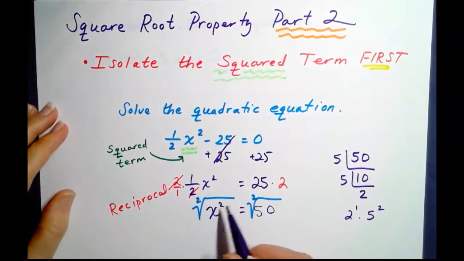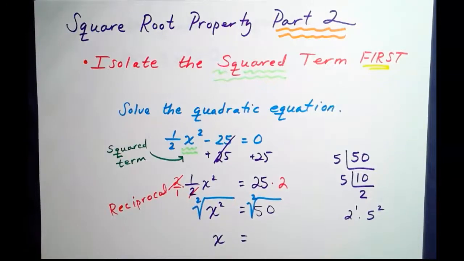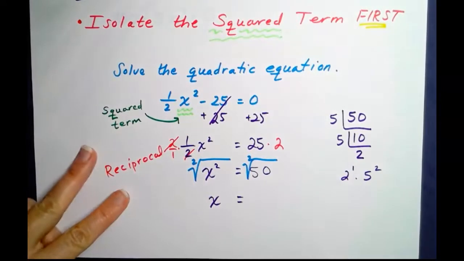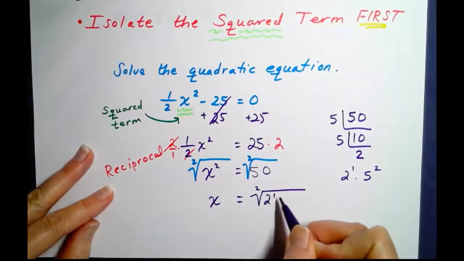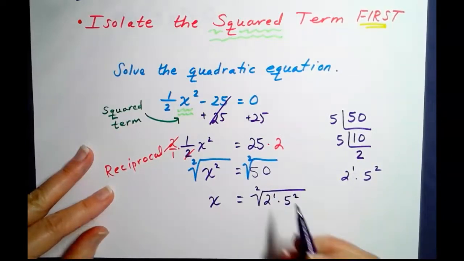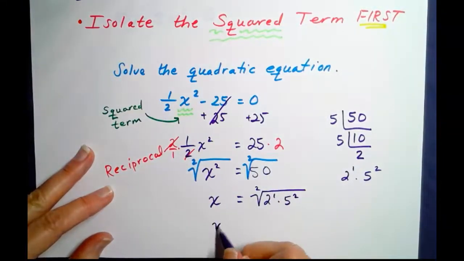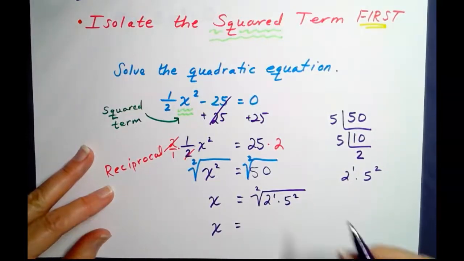So the square root of x squared, hooray, it's x. That's exactly what we're trying to do, solve for x. From here, remember, we're looking for two answers. So it's going to be the square root of 2 to the first, 5 squared. And when we're solving quadratic equations, a very easy way to denote the principal root as well as the negative root is to use the plus minus sign. That is showing a positive answer as well as a negative answer.